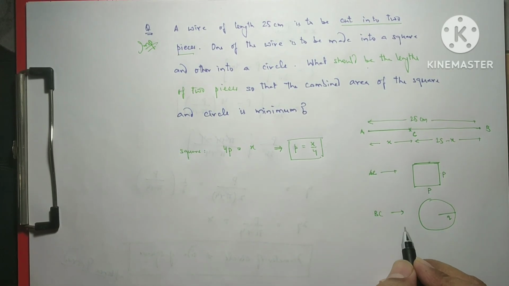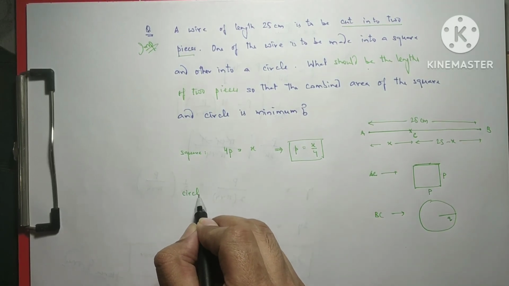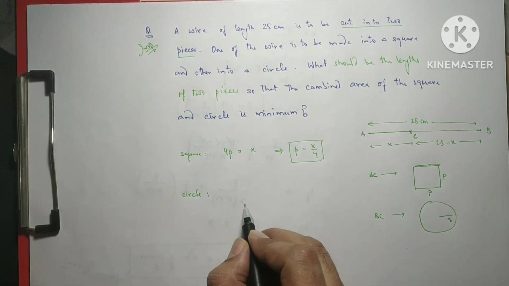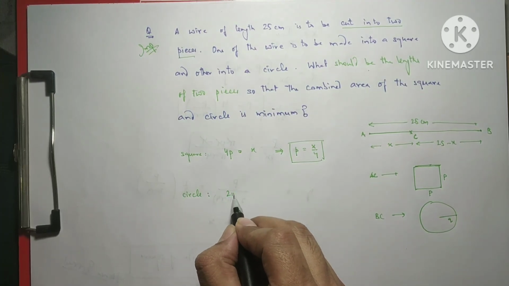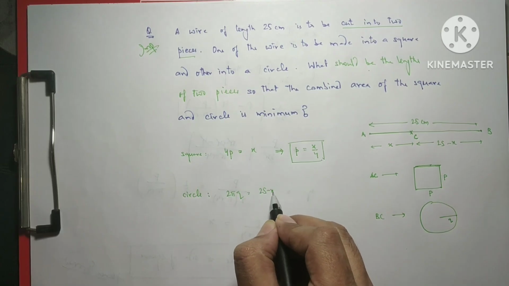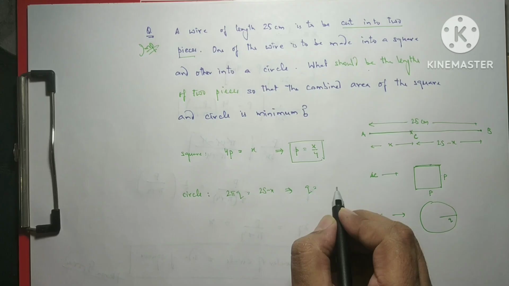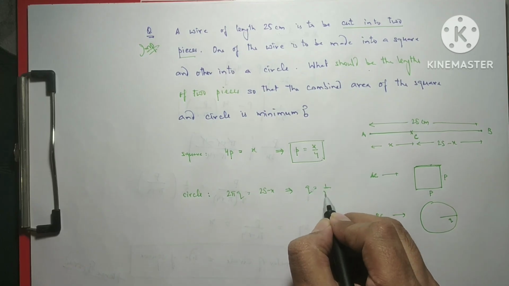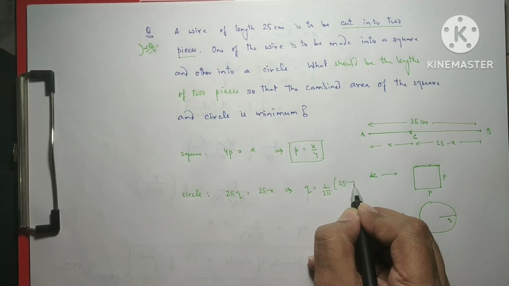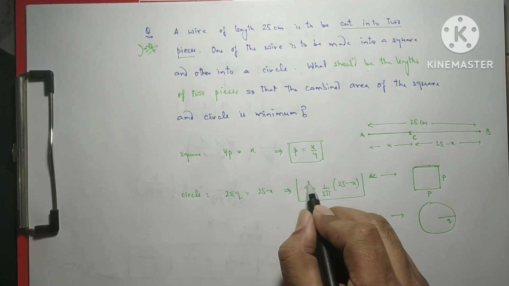And the second information about the circle: the circumference, 2 pi q, is 25 minus x. So q equals 1 over 2 pi times 25 minus x. This is the radius of the circle.